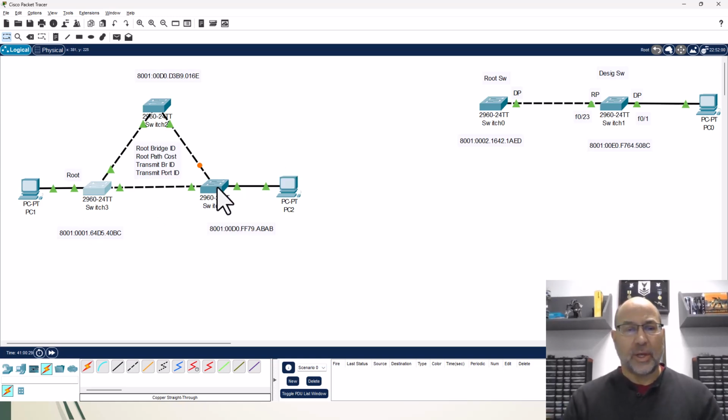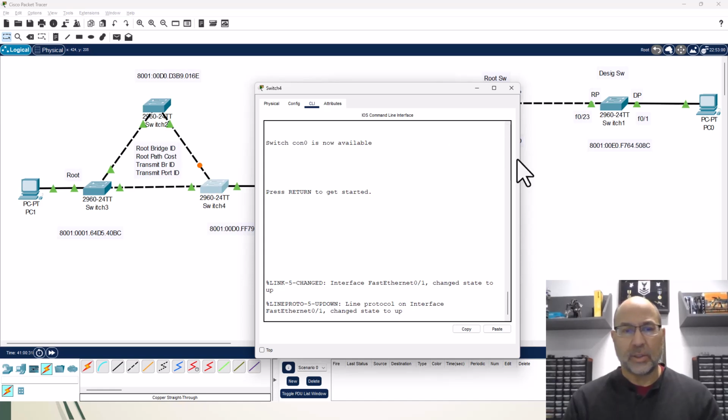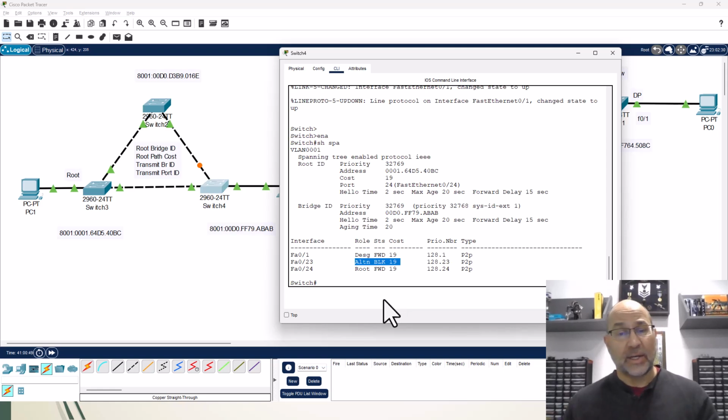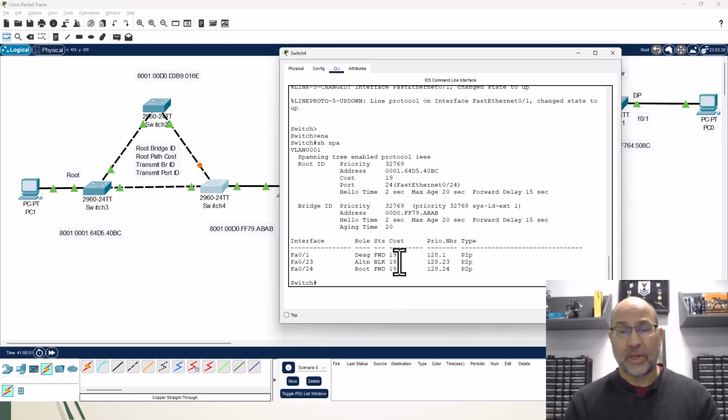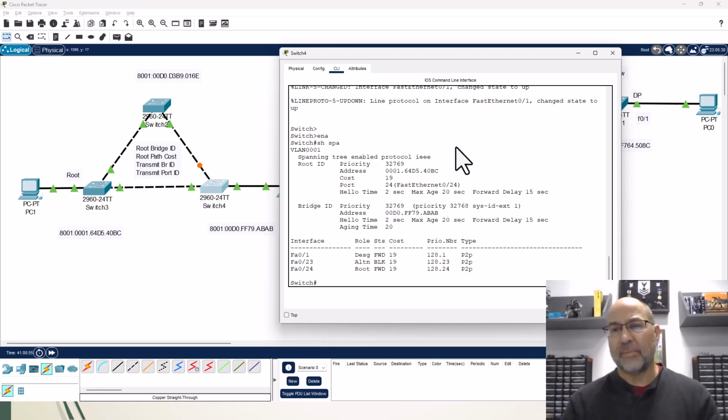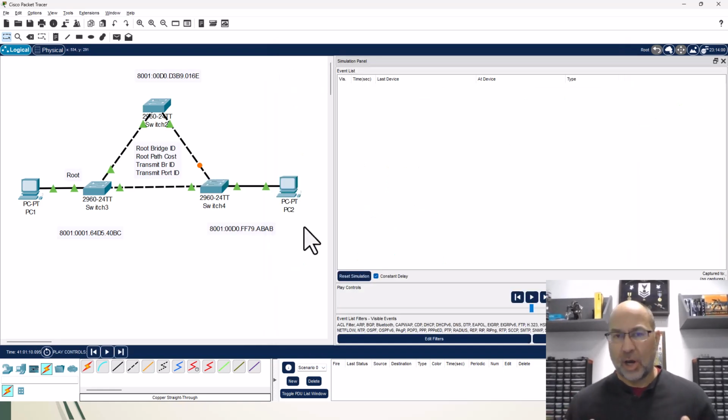Well, what does that look like if we take a look at switch 4? And we can see that port 23 is an alternate port and it's blocked. So it's not designated, it's not root, it's not forwarding traffic here, it is blocked. Let's see if we can figure out why. If I take a look at the costs coming from each switch, this helps us understand what's going on here.